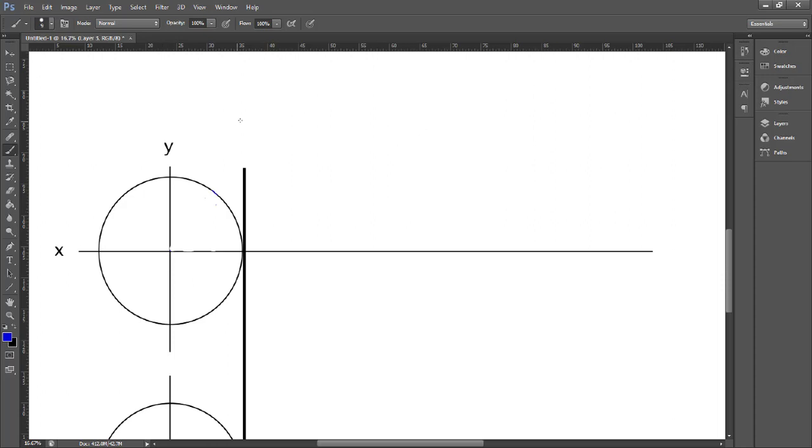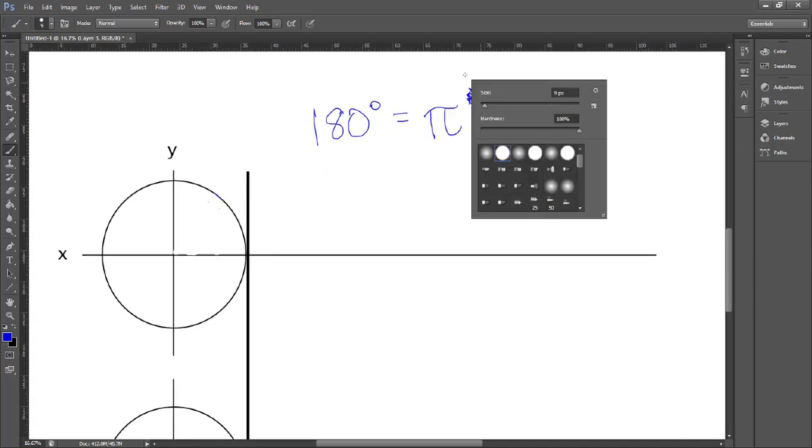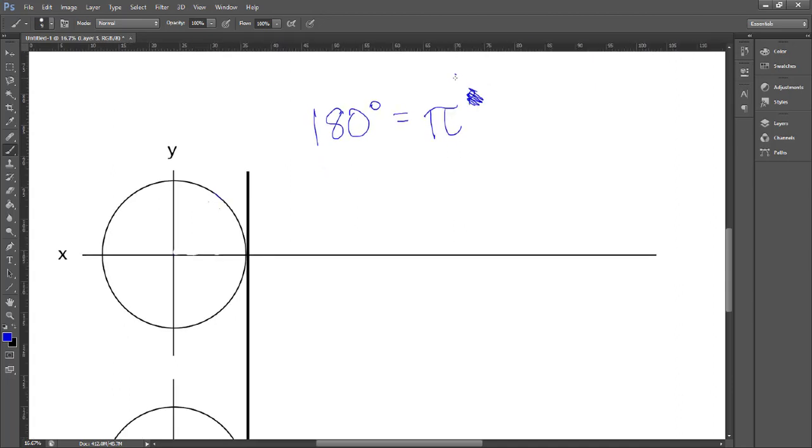So the calculation is essentially 180 degrees is equal to pi radians. 180 degrees is a semicircle, so that's pi. So a full circle is 2 pi. So basically 180 degrees is pi, 360 degrees is 2 pi. That makes sense, I get that.